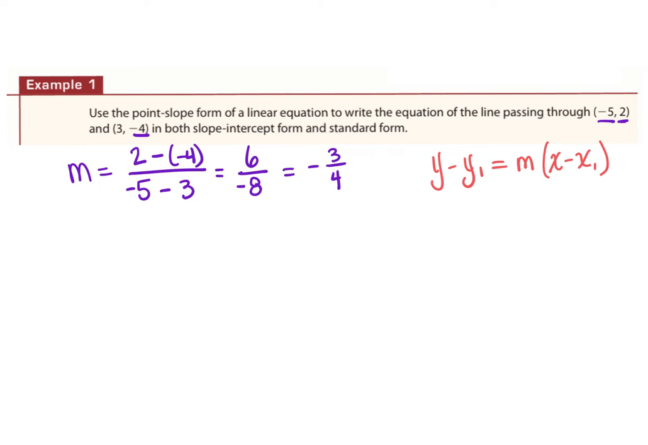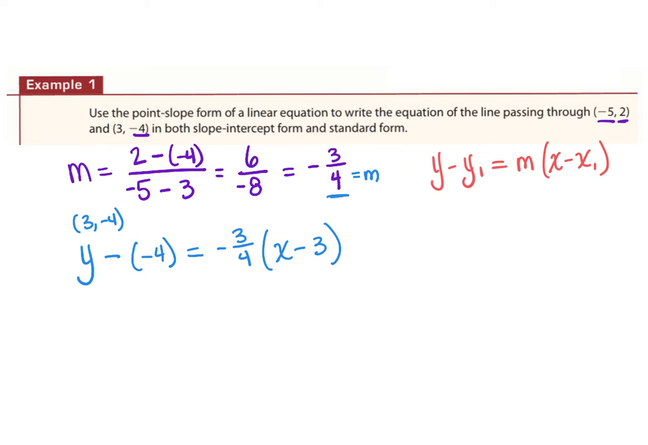So remember, y is a variable. I'm going to leave y as a variable. I am using the point (3, -4) and the slope that I found, all right? So I say y minus my y1, well, my y1 is -4, equals m, my m was -3/4, and then x minus my x1, which was 3.